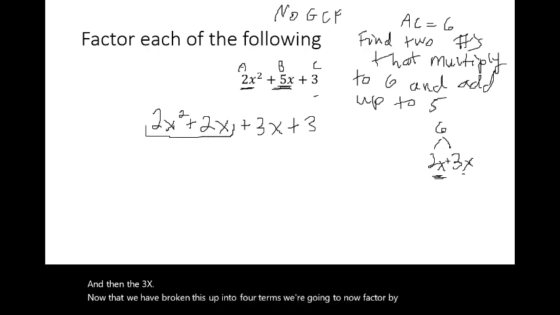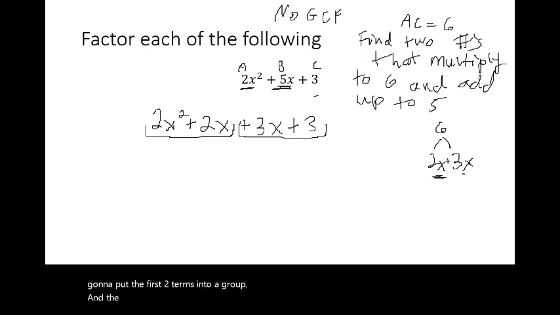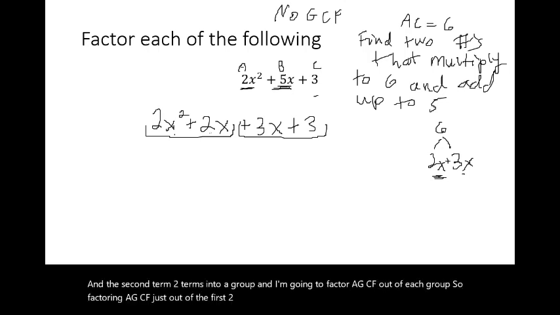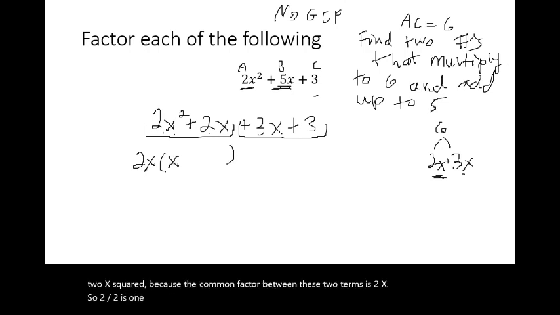Now that we have broken this up into 4 terms, we're now going to factor by grouping. So I'm going to put the first 2 terms into a group, and the second 2 terms into a group. And I'm going to factor a GCF out of each group. So factoring a GCF just out of the first 2 terms, there's a reason why we put the 2x next to the 2x squared, because the common factor between these 2 terms is 2x. So 2 divided by 2 is 1, 2 minus 1 is x to the power 1, and then 2 divided by 2 is positive 1, and then x to the power 0 cancels out.